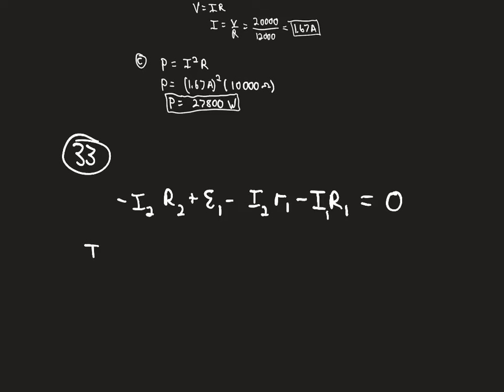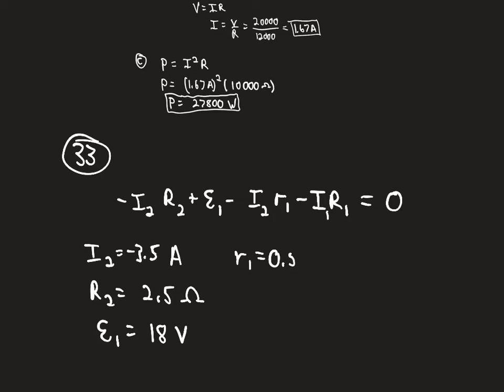They tell you in that example that I2 is equal to negative 3.5. What would the units be on that? Anybody know? What's the units of I? Amps. We've got big R2 is 2.5. What are the units on that? Ohms. We've got E1. What's E1? That's 18. That's volts. We've got little r1. They tell us is 0.5 ohms. And we've got I1 is equal to 4.75 amps. And they've got big R1 is equal to 6.0 ohms. These are all numbers that are given to you.